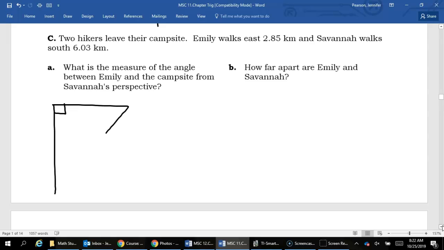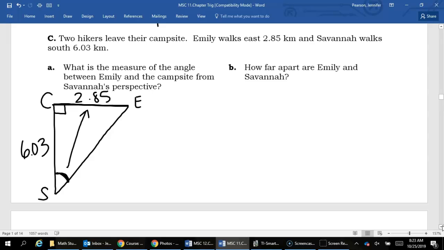And I'm going to just finish off this triangle. Emily walking east, this should be 2.85 km. Savannah walking south, this should be 6.03 km. I'm going to add an E for Emily, and an S for Savannah. From Savannah's perspective means we're trying to find the angle here between Emily and the campsite. So that's why it's the opposite from there.